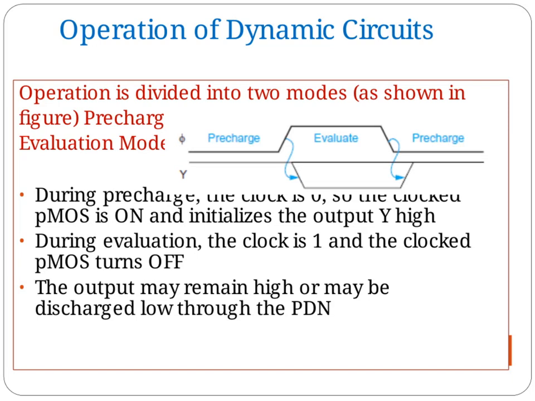Let's talk about how dynamic circuits operate, focusing on the 2 main modes, pre-charge and evaluation. During the pre-charge phase, the clock signal is at 0, which turns on the clocked PMOS transistor. This action sets the output, Y, to a high state, effectively preparing the circuit for the next step. Then, when the clock transitions to 1, we enter the evaluation mode. At this point, the clocked PMOS turns off, and the circuit looks to either keep the output high or discharge it to low through the pull-down network, depending on the input conditions. This 2-step process allows dynamic circuits to function efficiently, balancing speed and power consumption.